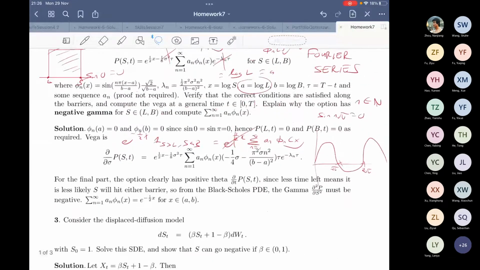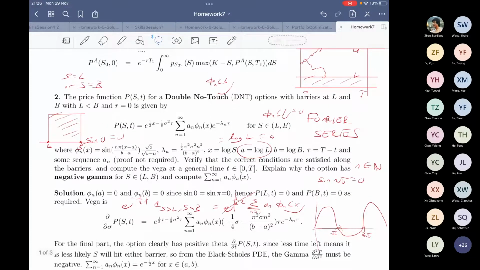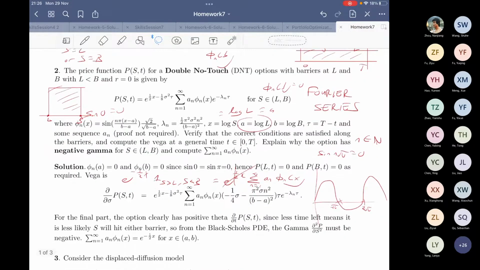What was that? Compute the Vega of this option at a general time t. So that just involves literally computing the derivative of this with respect to sigma. Although it might look like an exotic formula, I think that depends on sigma, and lambda n depends on sigma. Did I do that? Looks like I did.